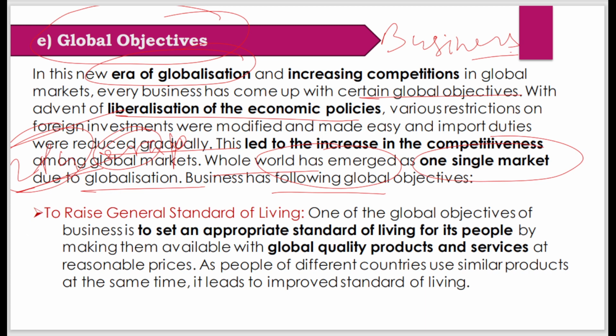So what could it be? To raise the general standard of living. One of the global objectives of business is to set an appropriate standard of living for its people, right? By making available to them globally equal products and services. That means if the whole world is going to become a single market, there should also be a global standard for living.